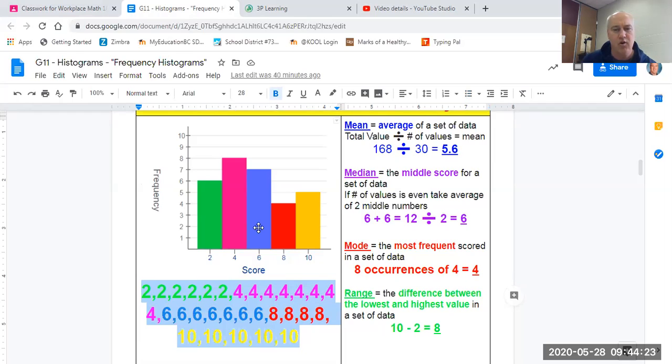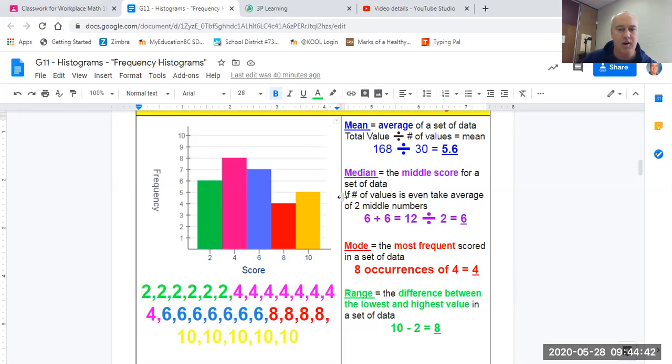Now, if we wanted to figure out the mean, another word for mean is the average of the values for the full data set. What we'd have to do is take each of these numbers and add them up. So we'd go 2 plus 2 plus 2 plus 2 plus 2 plus 2 and plus 4 plus 4 and so forth. When we plug all those into our calculator, we would get a total of 168.